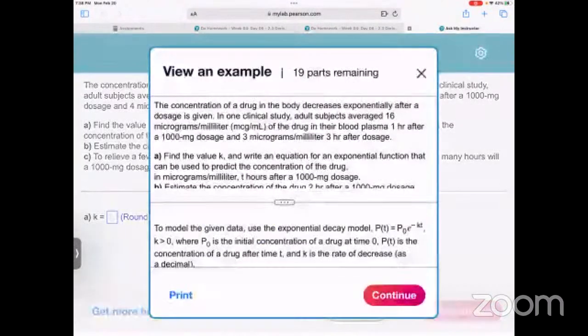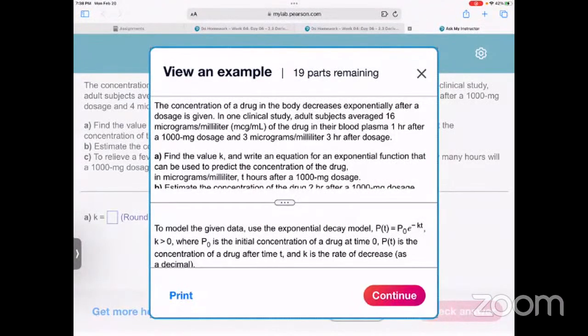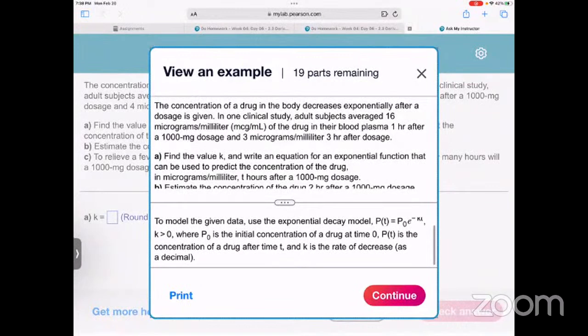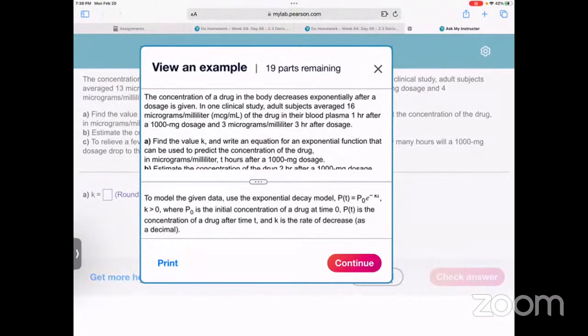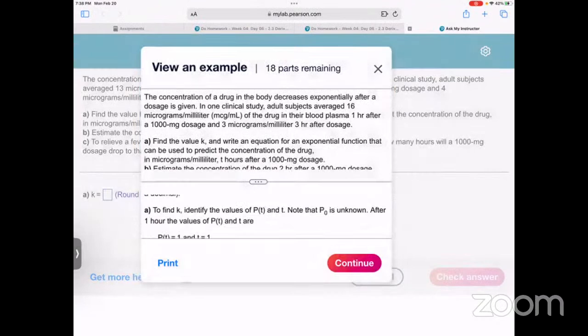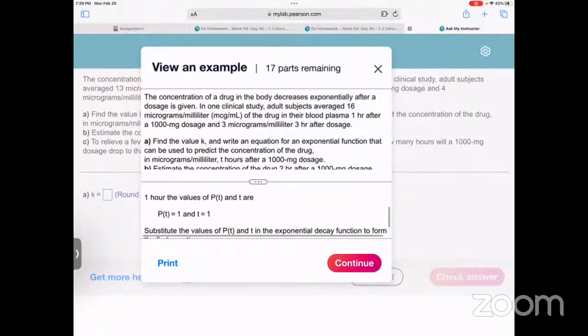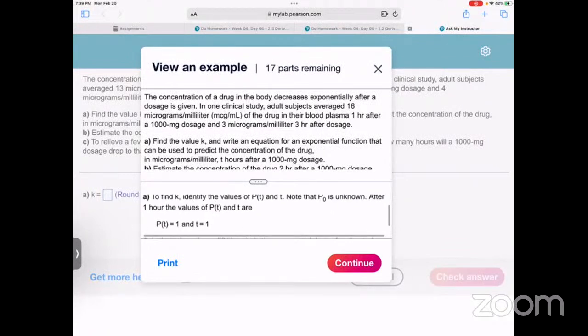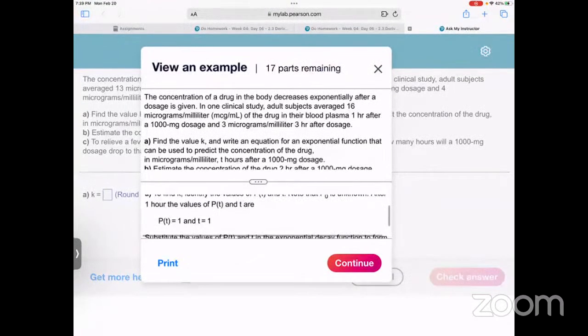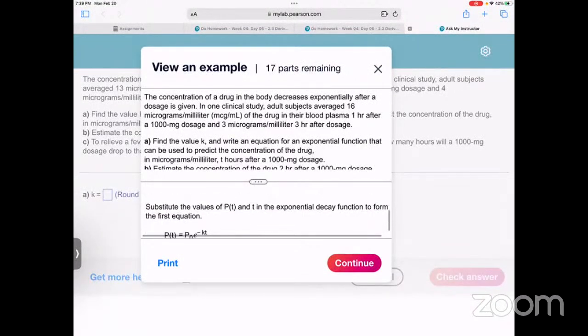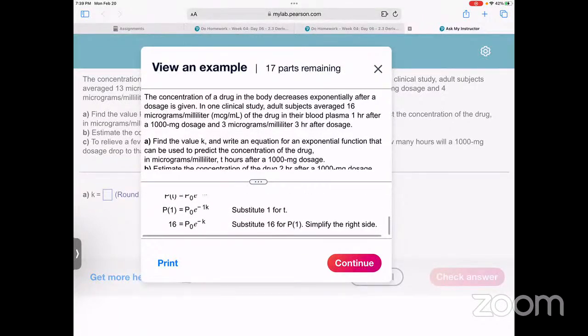Okay, to model, use the exponential decay model. Yeah, we did that. P naught, and let me zoom out some. This is the initial amount. To find k, after 1 hour, 16 micrograms. Right there. What is this? 1 hour, P of t. Why is that not 16? Average 16 micrograms of the drug 1 hour after dosage. Why is it not 16? Oh, there it is. Okay, that's fine.